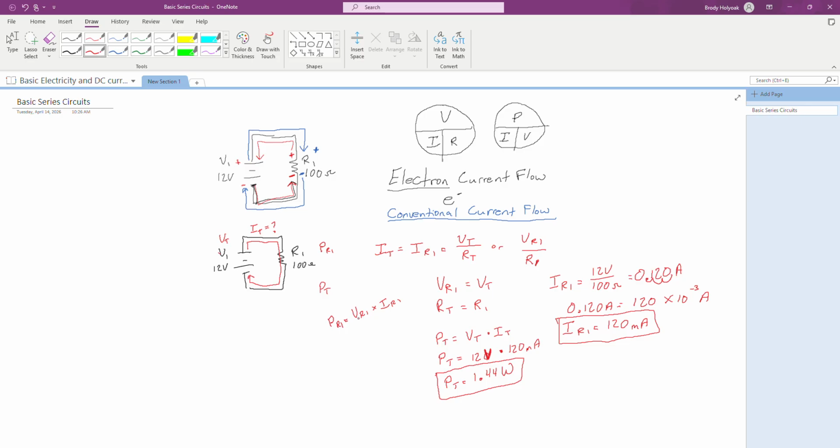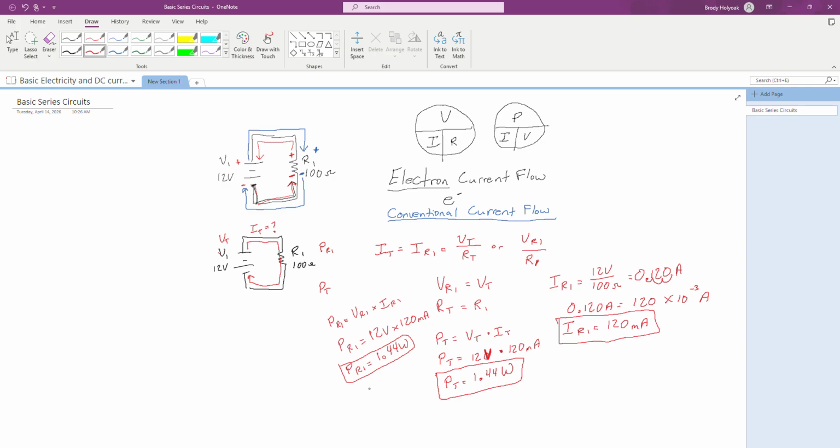So the voltage of R1, we know, because that 12 volts has to be dropped somewhere, gets dropped across R1. So I get the power of R1 is equal to my 12 volts times the current of R1, which we found is that 120 milliamps, which was the same as our total. And so our power for R1 is going to be equal to 1.44 watts as well.